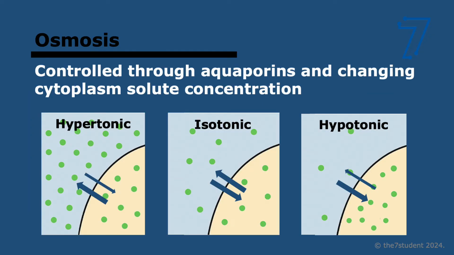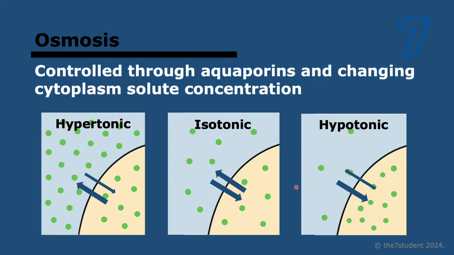Okay, great. So osmosis. Hopefully you know what this is by now. It's the net movement of water across a semi-permeable membrane from a hypotonic solution, meaning a lower solute concentration, to a hypertonic solution. All right. So key terms. Hypotonic is a lower solute concentration. Hypertonic is a higher solute concentration, and isotonic is when there's equal solute concentrations.